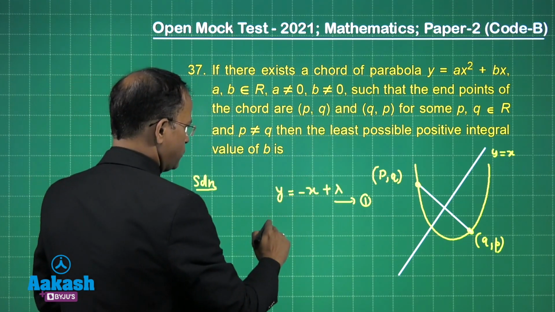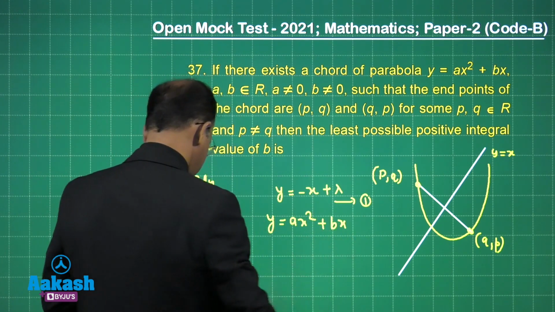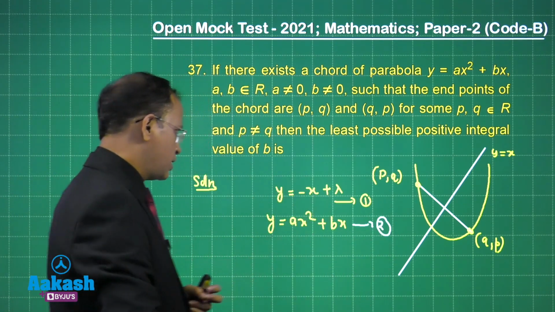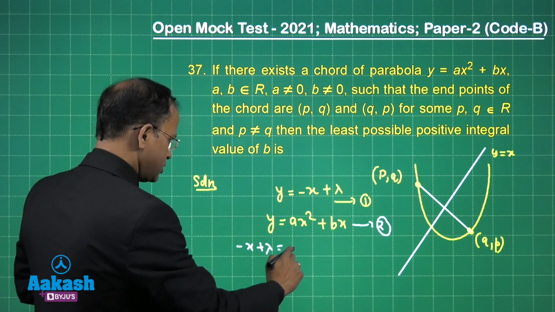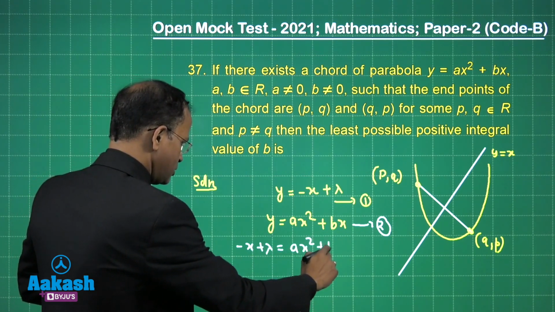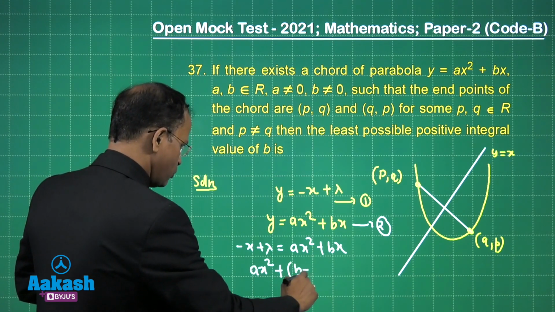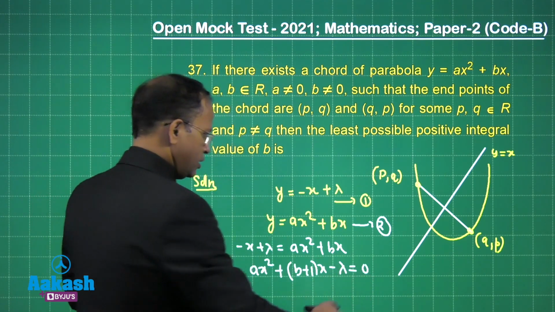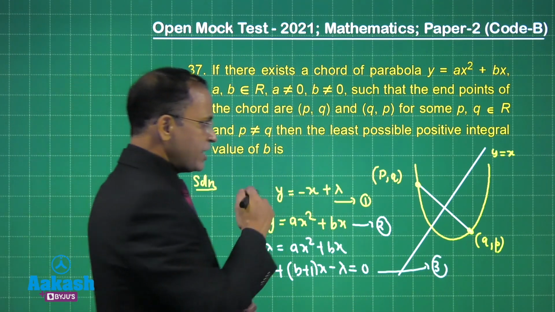See, if we take y = ax² + bx, this is equation number 2. Now y is equal to this, and if we substitute the first part, it becomes -x + λ = ax² + bx. Or we can write it as ax² + (b + 1)x - λ = 0. So this is one quadratic equation in terms of x we have.